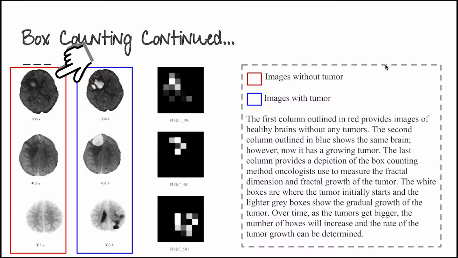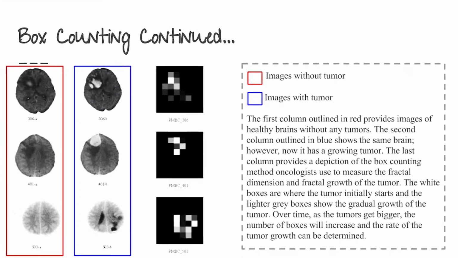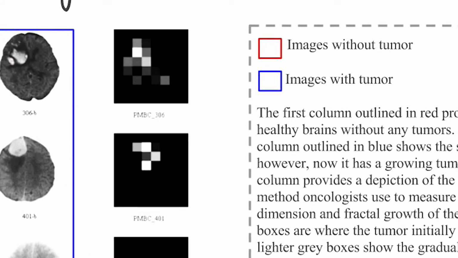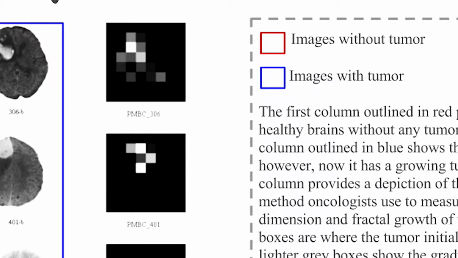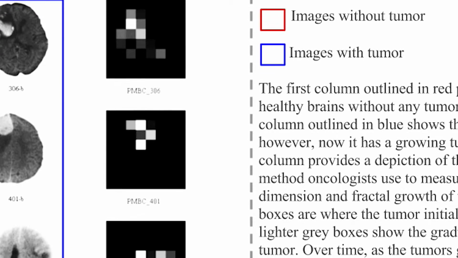The first column shows images of healthy brains without any tumors. The second column shows the same brains now with growing tumors. The last column provides a depiction of the box counting method oncologists use to measure the fractal dimension and fractal growth of the tumor. The white boxes are where the tumor initially starts, and the lighter gray boxes show the gradual growth of the tumor.